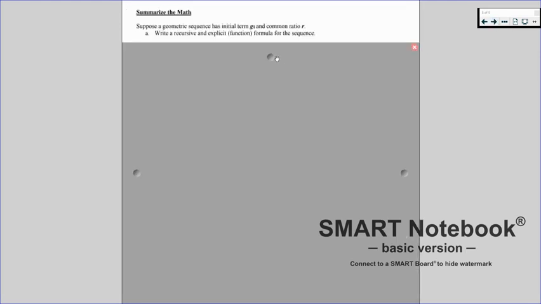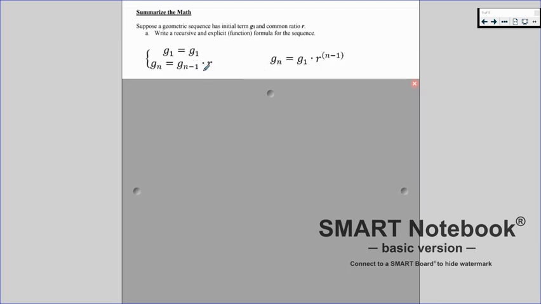All right, summarizing. Write a recursive and explicit function or formula for the sequence. If it's geometric, remember we're going to have a constant multiplier. So my first term is my first term. To find my g sub n term, I take my term before it, which is g sub n minus 1, and then times r, times that constant ratio. And then the explicit rule, that's just going to be our exponential. G sub n equals, using the first term, g sub 1 times r to the n minus 1. So there would be our geometric formula.